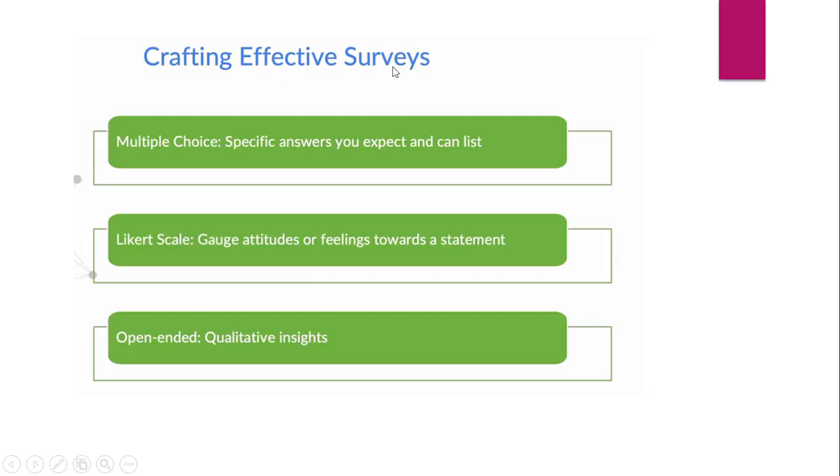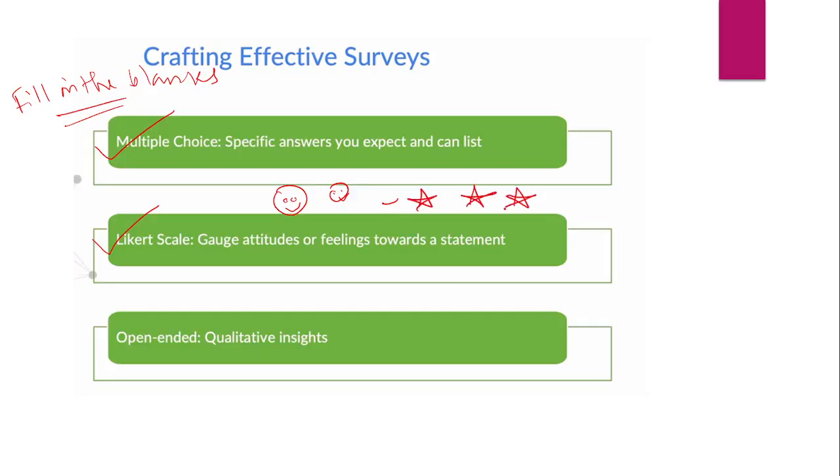And crafting effective surveys. While crafting effective surveys, do not give fill-in-the-blank forms, because the users get bored. So you have to give multiple choice questions or a Likert scale. A Likert scale means smiley options or stars, 2 star, 3 star, 5 star customer ratings, and open-ended questions. So any other suggestions?